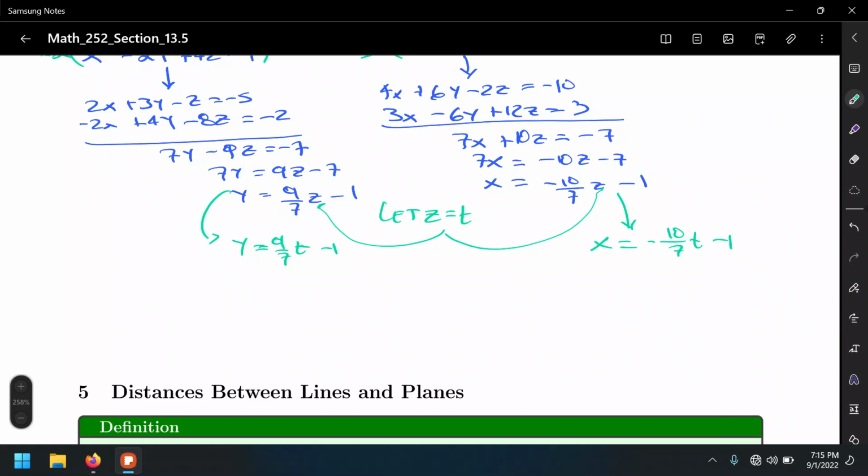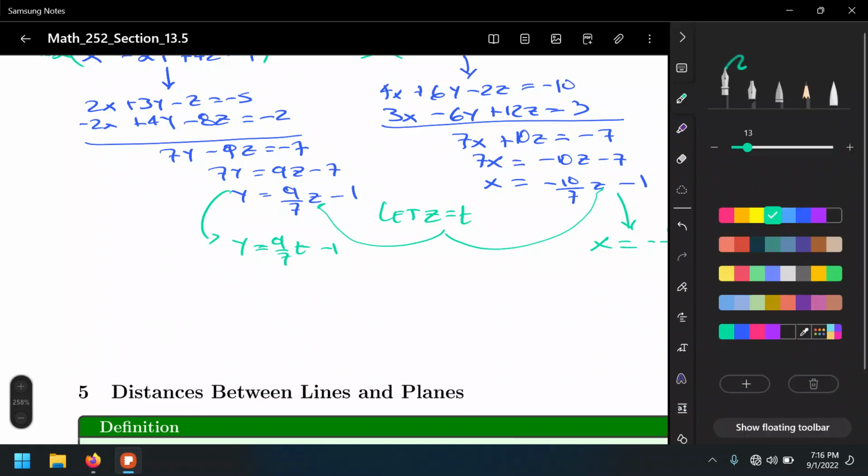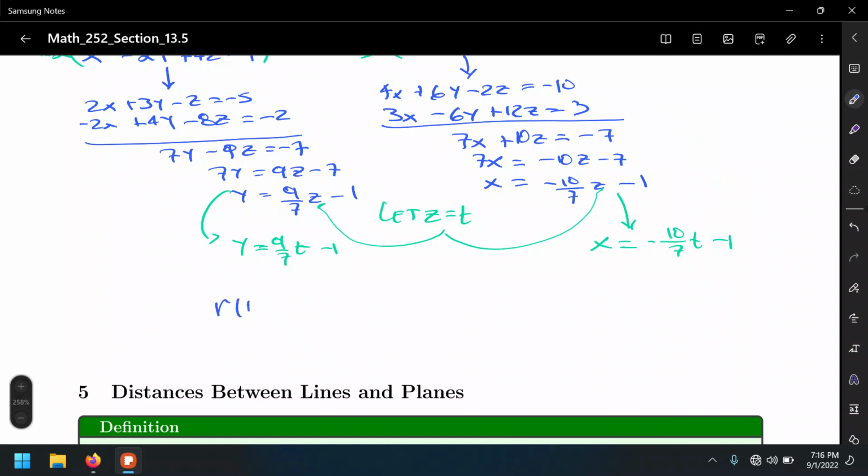And now we have all the information to write down that vector valued function that describes this line of intersection between the two planes. Well, r of t. The x component in terms of t is negative 10 over 7 t minus 1, comma, the y component 9 over 7 t minus 1, and what would be the z component? Just t, right? That was the free variable.